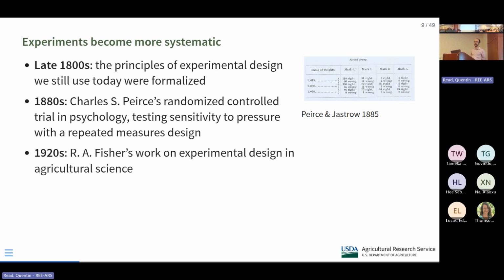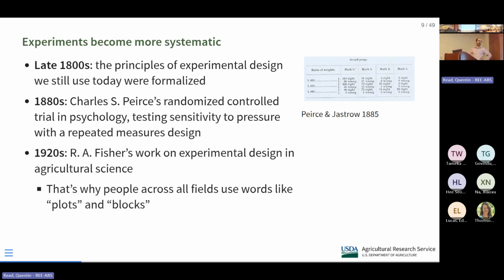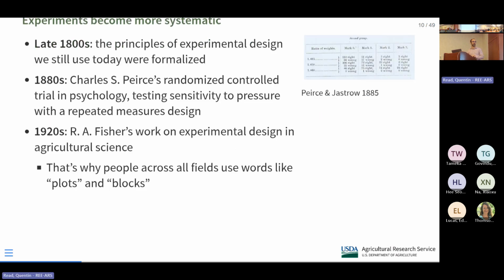And then in the 1920s, a statistician, one of the early people who coined the term statistician, R.A. Fisher, did a lot of work on experimental design. This was in agricultural science, dividing up a field into plots and planting potatoes under different treatments and seeing how well they grew. That's why, because a lot of early experimental design work was done in agriculture, people say plots and blocks, even if you're not in the agricultural field. And we'll talk about Fisher more later.